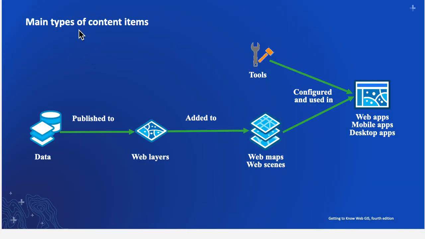So these are the main types of content items. Data can be used to publish web layers, and web layers can be used to create web maps and web scenes. And web maps and scenes, as well as tools, can be used in apps or to create apps, as shown in this figure. When we're talking about data, we are referencing CSV or shapefiles. And for web layers, we are talking about, for example, feature layers.